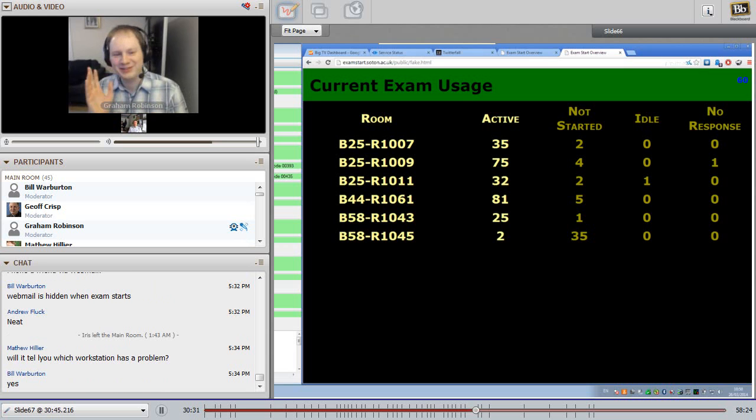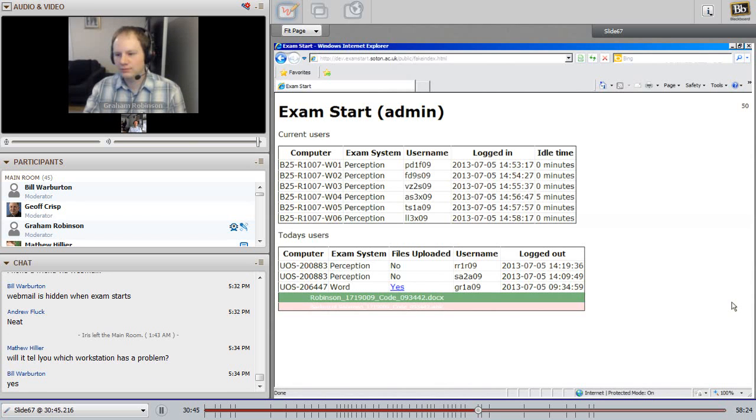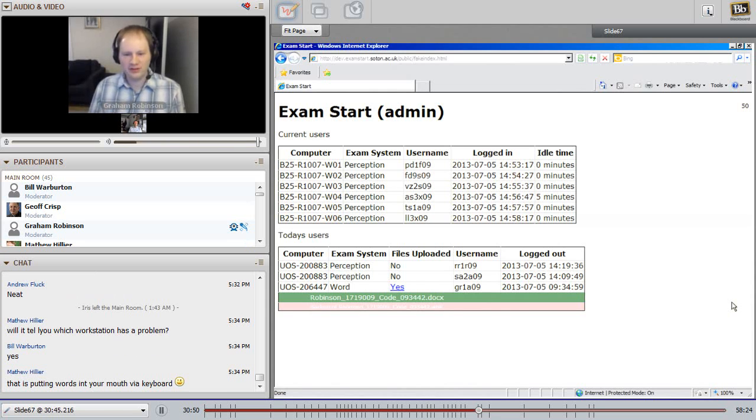If they shut down the computer, then you might get a no response. Or if something has crashed, then you might not get a response. We've got a more detailed version of this page, so this isn't particularly suitable for a television, but it's great for on your computer. So here I've got every single computer, the person who's on it, when they logged in, and the amount of time that they've been idle.